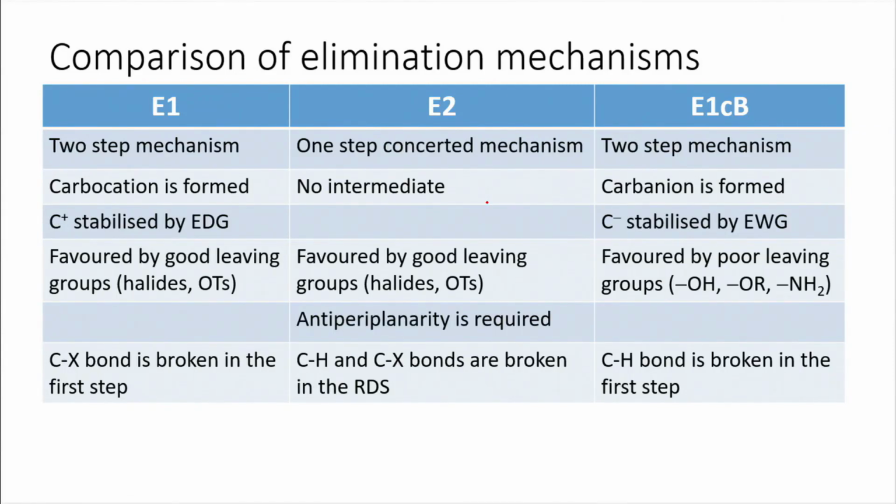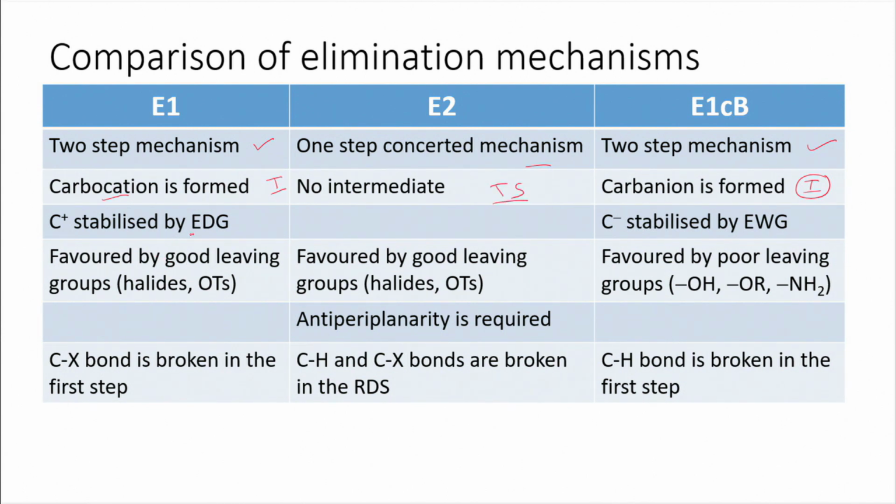Let us do the comparison between all the three mechanisms. So, E1 is a two-step mechanism, E1cB is also a two-step mechanism, whereas E2 is a one-step concerted mechanism. In E1 we have a carbocation, that is an intermediate that is formed. In the case of E1cB we have a carbanion which is an intermediate that is formed, whereas in the case of E2 there is no intermediate, we only have a transition state.